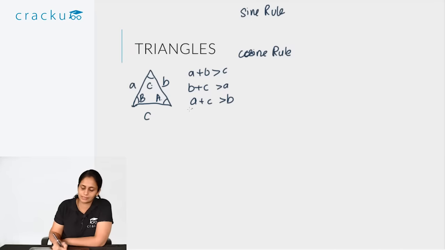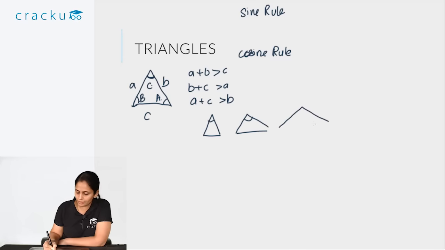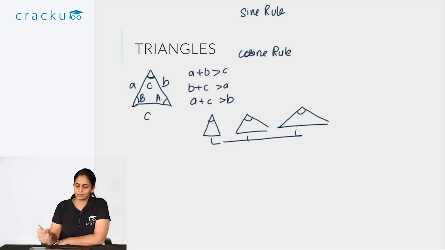Before we go to the sine rule, always remember the fact that as the angle opposite to a side grows, the length of that side grows. So if it's an acute angle like this, the length of the side will be shorter. If it's a right angle, then it will be a certain way. If it is an obtuse angle, it will be larger. So as this angle grows, the length of the side, as you can see, keeps on growing. So this is the basic property of triangles as such.